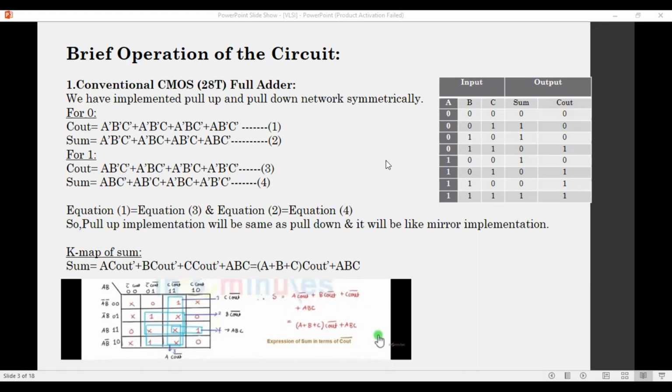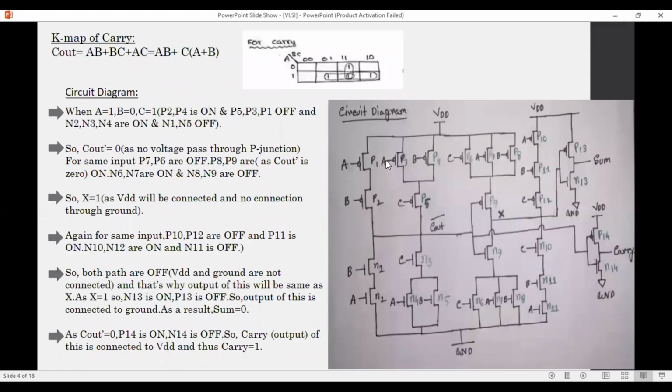The K-map of sum and carry is given below. This is the circuit diagram of the conventional CMOS full adder and the operation is given below. When A equals 1, B equals 0, C equals 1, P2 and P4 are on and P5, P3, P1 are off, and N2, N3, N4 are on and N1, N5 are off. So Cout prime equals 0 as no voltage passes through the P junction.